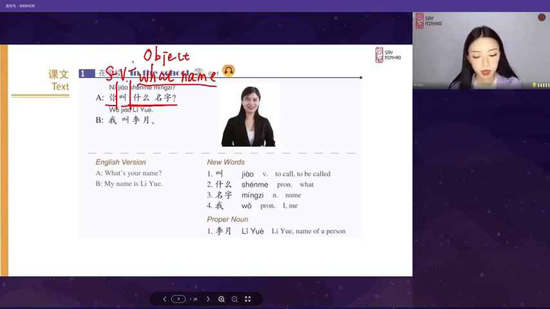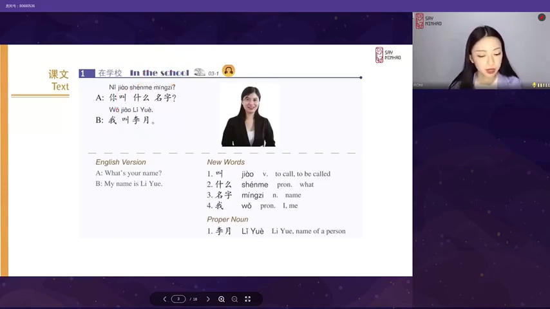What's your name? And B answered, 我叫李月。我 means me, I. 叫 is the verb, and 李月 is a name. 我叫李月。I am called 李月。My name is 李月。So this is this text. Now let's try to read from the start. Read after me, okay?